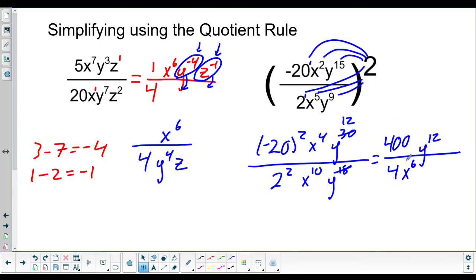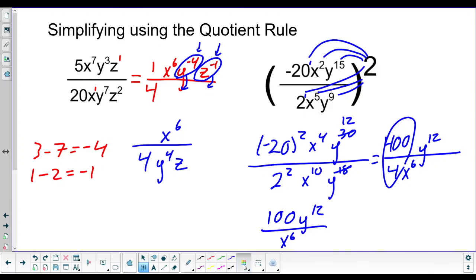And then we should just reduce these coefficients here. 4 goes into 400 100 times. So our answer is going to be 100 y to the 12th over x to the 6th. That's the first method. We can distribute the 2 in and then simplify everything.